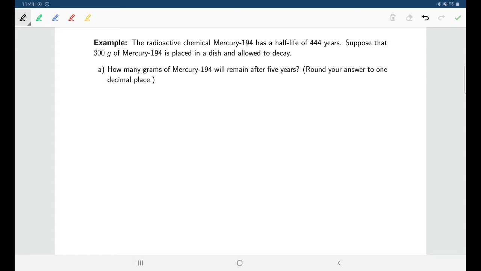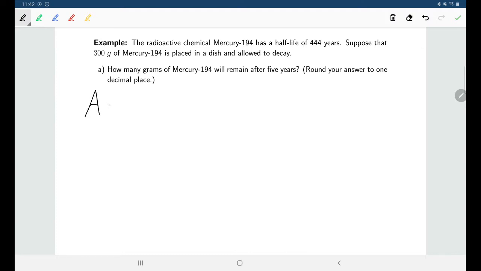A nice thing we can do here is come up with a reasonable estimate based on what we know about this half-life. If it takes 444 years for your population to decrease from 300 grams down to 150 grams, then after 5 years, very little should have left. In fact, I'm expecting my answer to be fairly close to the 300 that we started with. It takes many, many years, 444 of them, to lose half of my original amount. So after only 5 years, I should probably have most of my original amount still there. But of course, let's find out the exact values here.